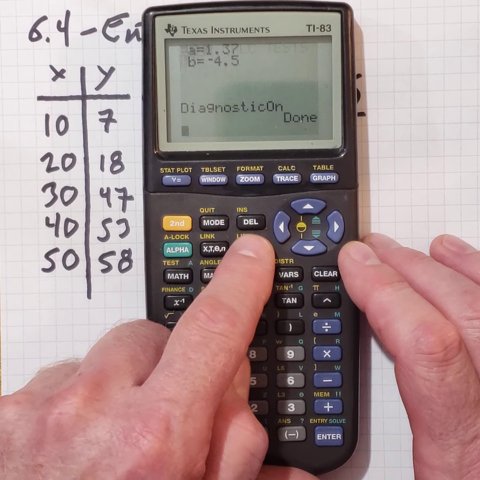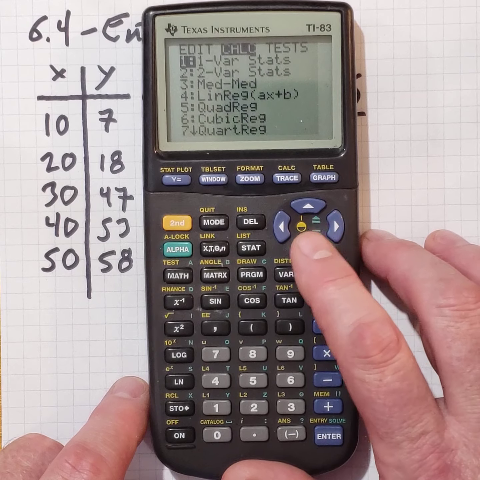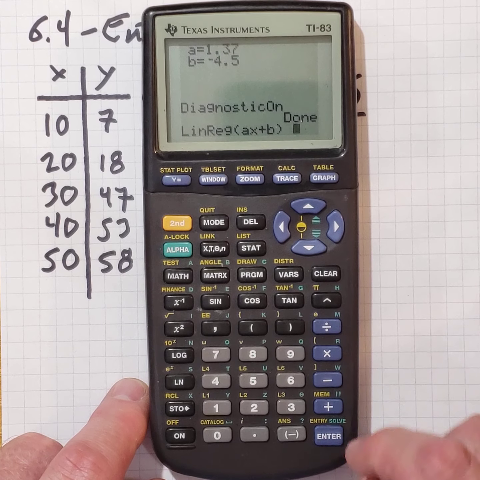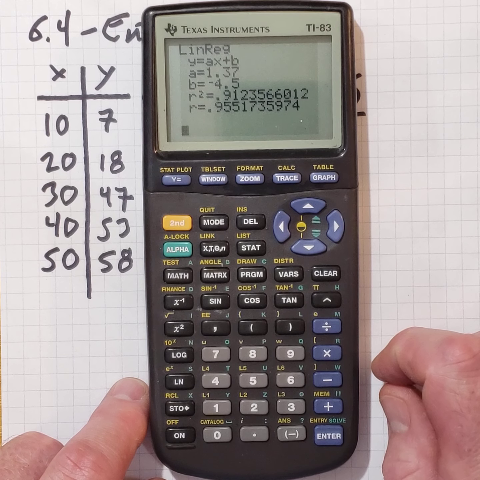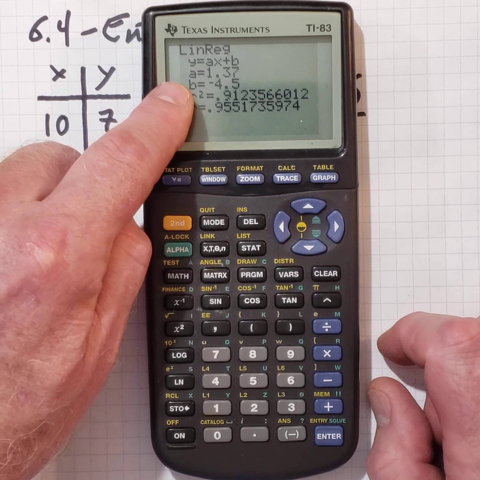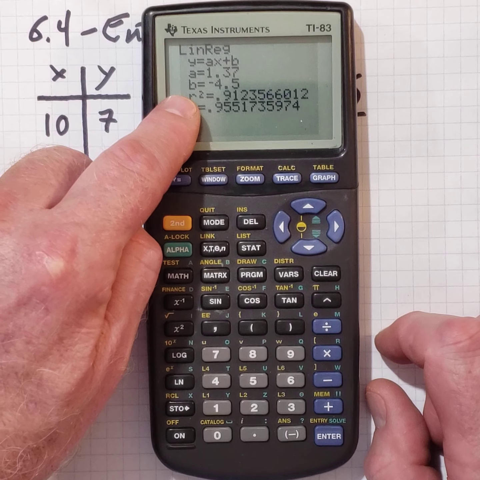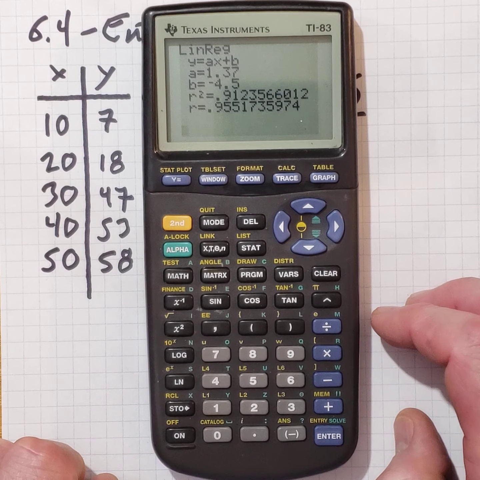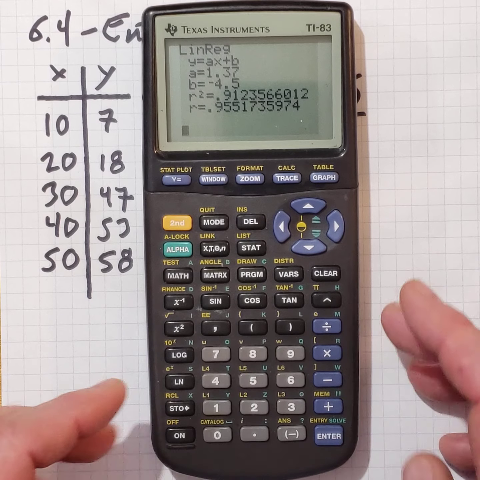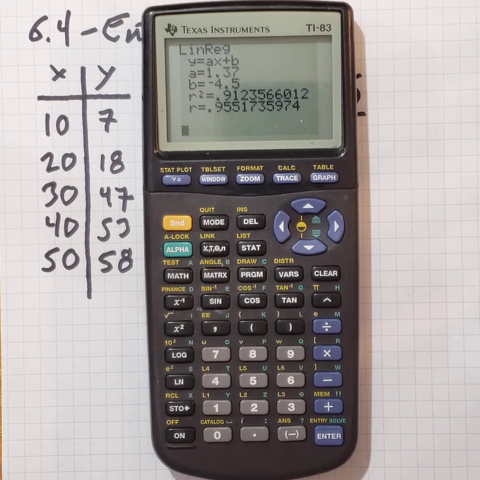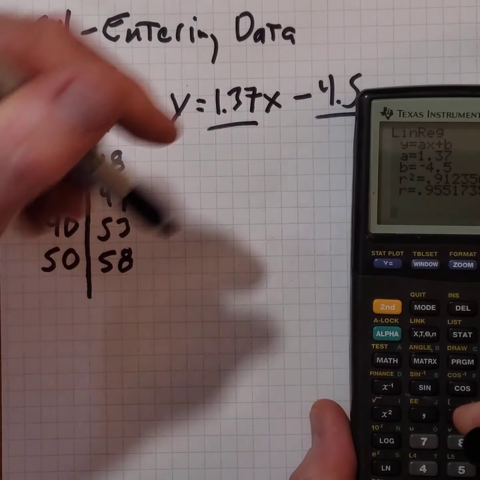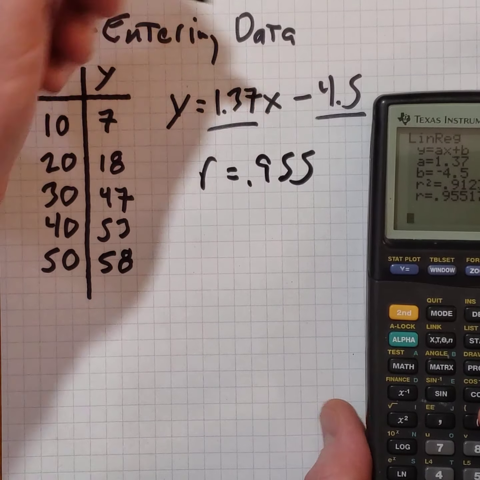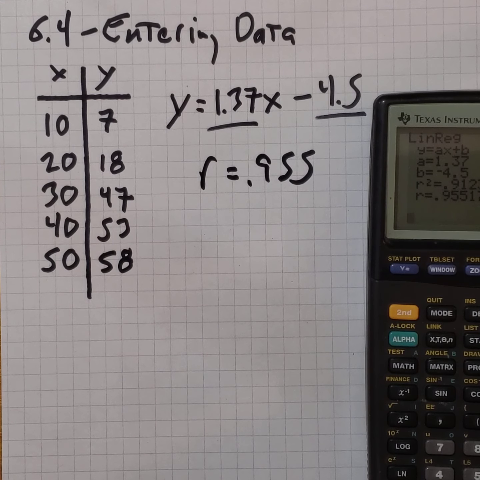So now if I go to Stat, over to Calc, down to LinReg, hit enter again, it'll give me the same thing, 1.37 for the slope, negative 4.5 for the y-intercept, but it's also giving me r squared and r. Don't worry about r squared. R is the thing we're after, and that's 0.955. So r equals 0.955.